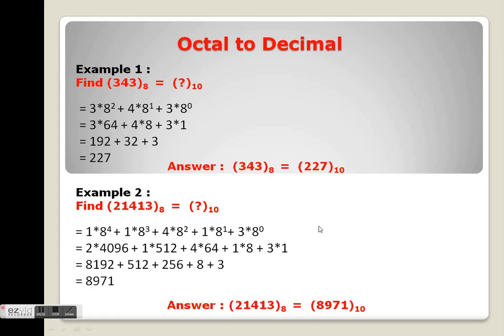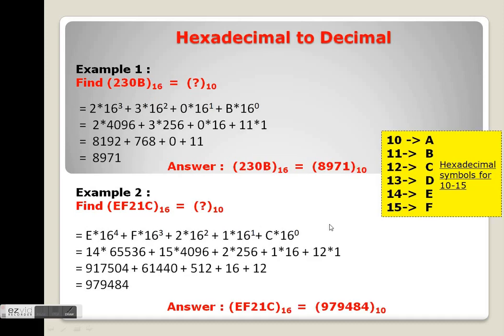So in the next line the expression will become 3 multiplied by 64 plus 4 multiplied by 8 plus 3 multiplied by 1, which in the next line will become 192 plus 32 plus 3, and finally the value we'll obtain is 227, which is the decimal equivalent of the octal number 343. Students, similarly you can check the second example also. Students, let's now understand the conversion of hexadecimal number to decimal number.